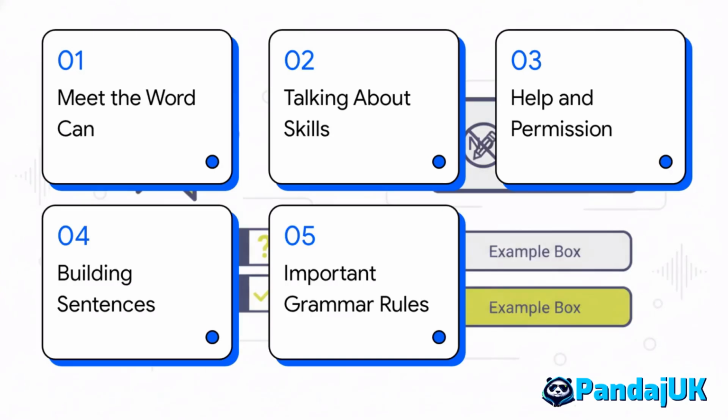Here is our visual roadmap so you know exactly what to expect step by step. Number 1, meet the word can. Number 2, talking about your skills. Number 3, asking for help or permission. Number 4, building sentences with can. And finally, number 5, 3 important grammar rules.